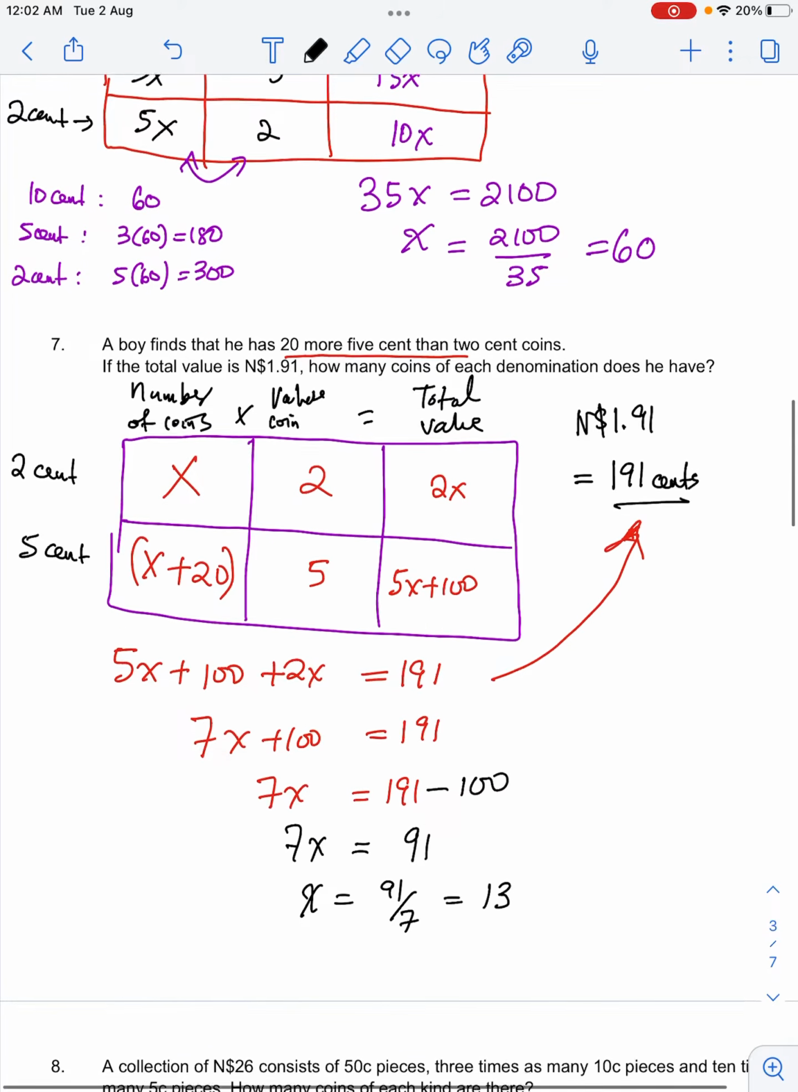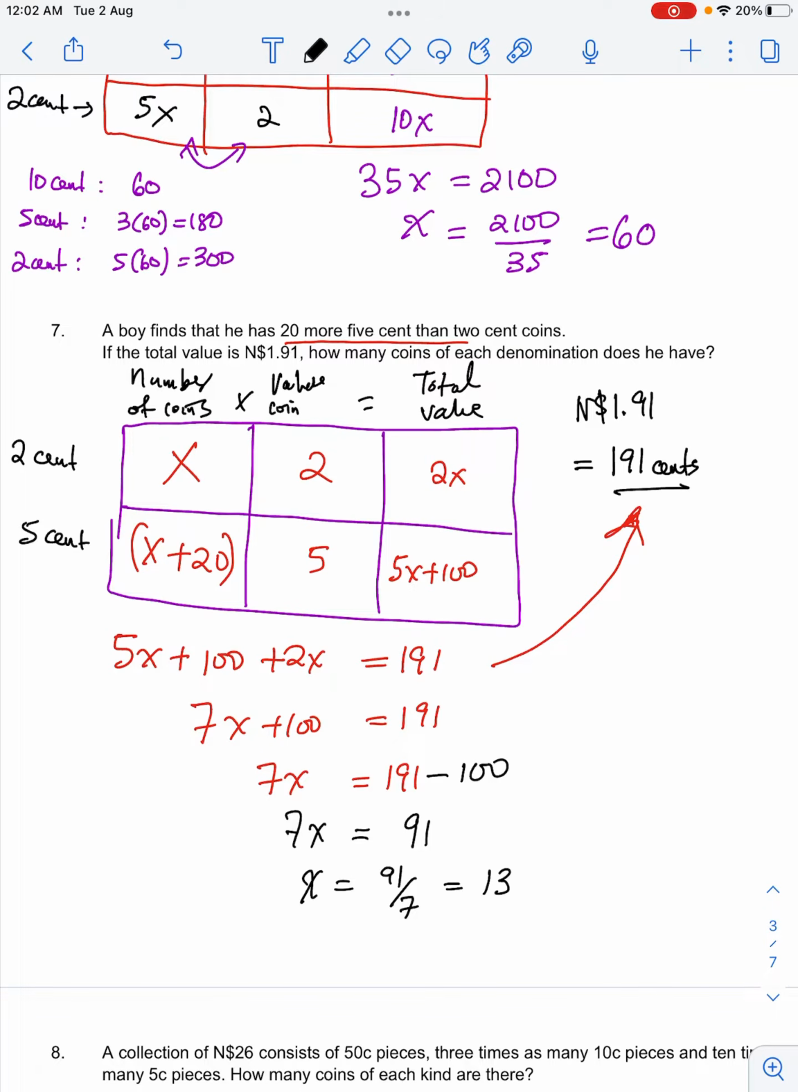So how many coins of each are there? So we're going to have the 2-cent coins. So if you go back, we say the 2-cent coins, they are 13. Then the 5-cent coins, they will be 13 plus 20, which is 33. So this is the answer that we are looking for.